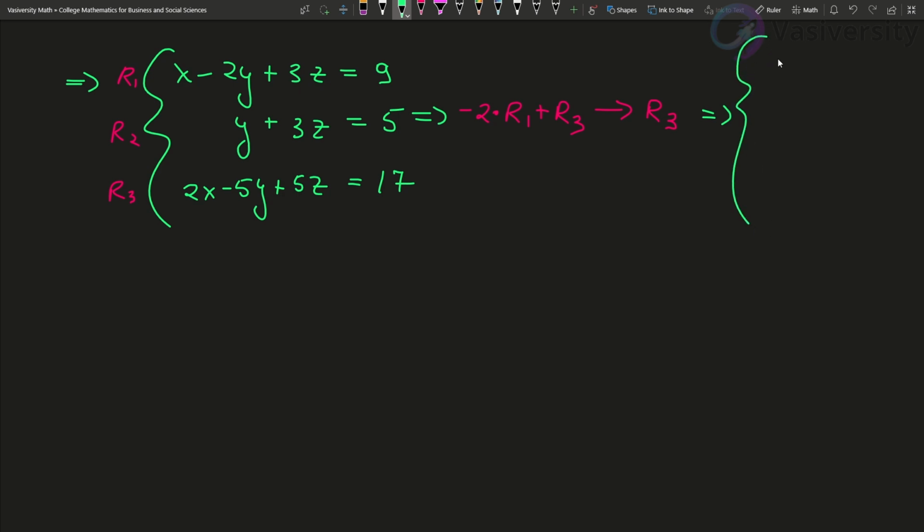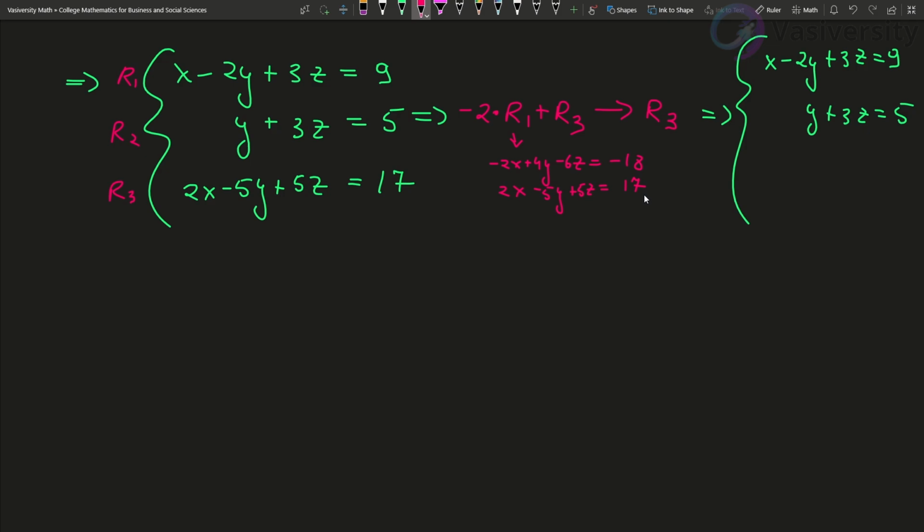We're going to have still x minus 2y plus 3z equals 9. The second row remains the same, right? So we're going to have y plus 3z equals 5. Meanwhile, what's going on here? So we're going to have negative 2x plus 4y minus 6z is equal to negative 18. We're adding it to 2x minus 5y plus 5z is equal to 17.